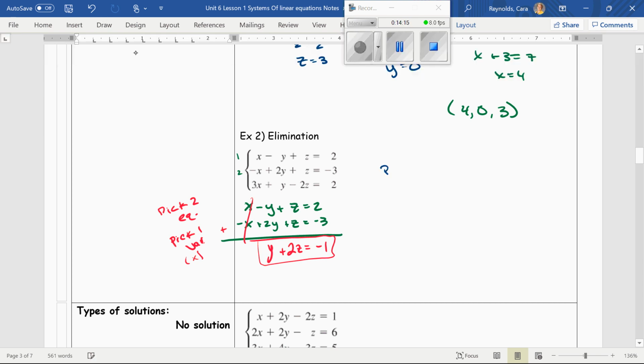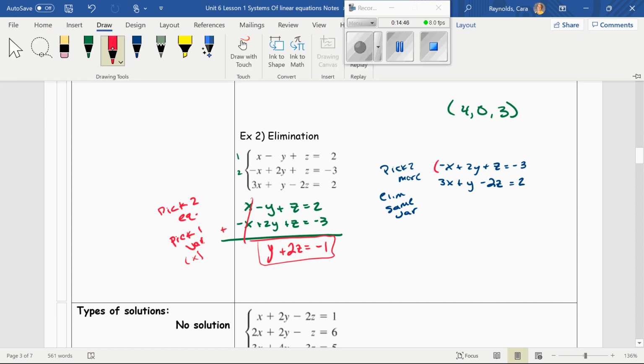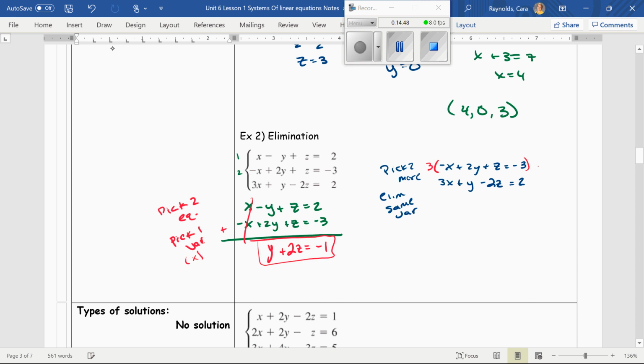Then you're going to pick 2 more. So I'm going to use 2 and 3. Negative x plus 2y plus z equals negative 3. The only reason I did this is because we have to eliminate the same variable, and these are already opposites. And so, eliminate same variable. So I'm going to multiply this top equation by 3. And that changes it to negative 3x plus 6y plus 3z equals negative 9.